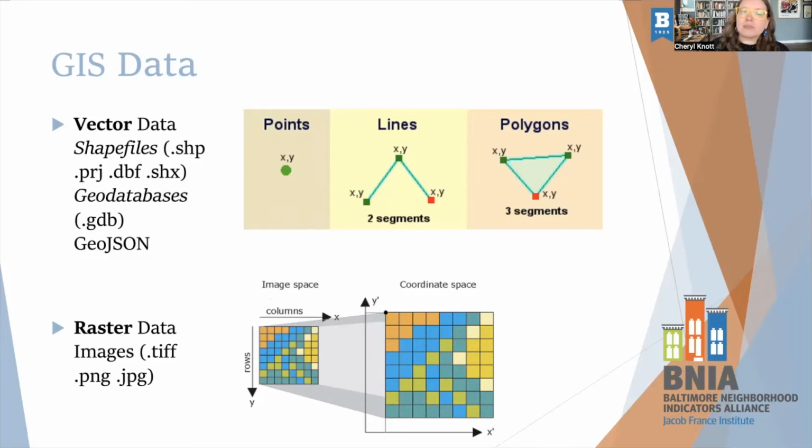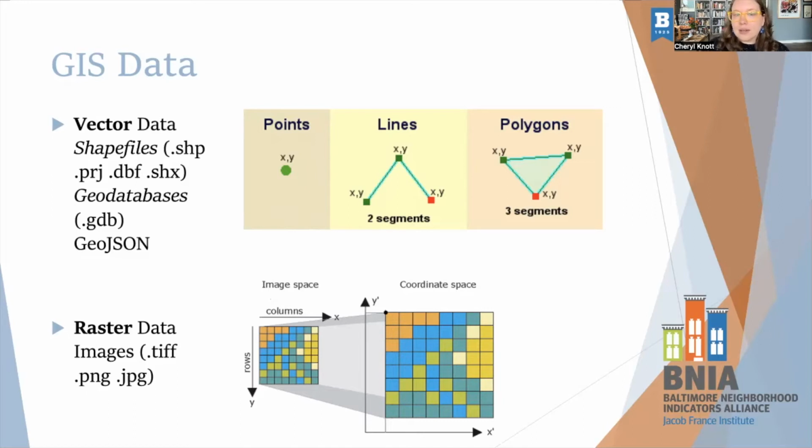And so we also have geodatabases. These are .gdb and GeoJSON files as well. These are other ways of storing and managing vector GIS data. So with this vector data, you have really three basic ways of representing data. You can have a vector file that is for point locations, for lines, or for polygons.